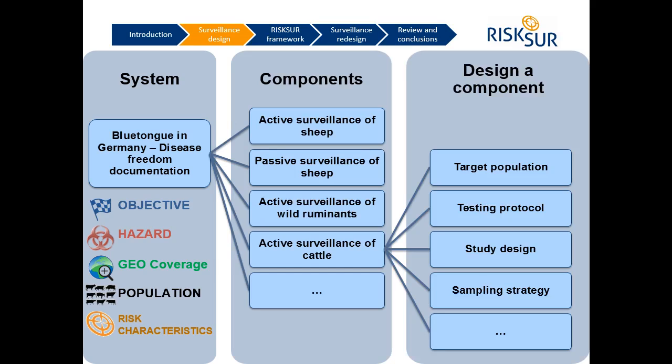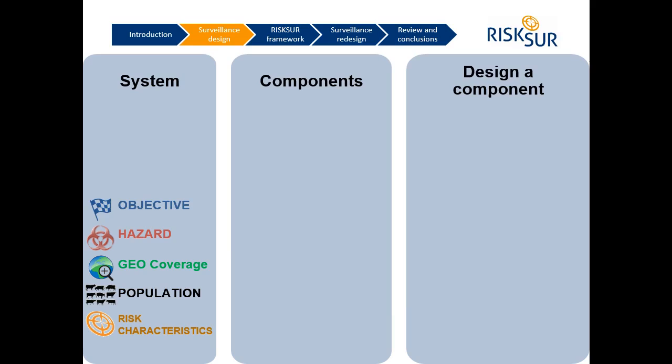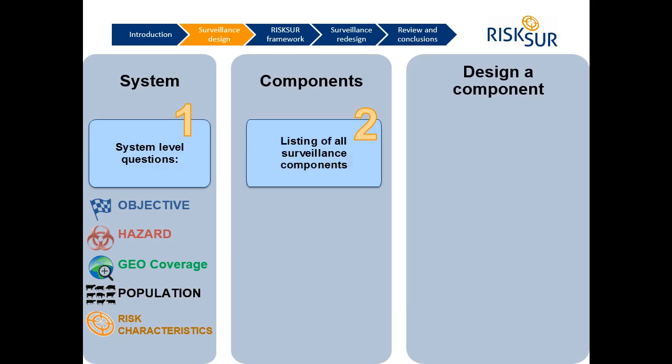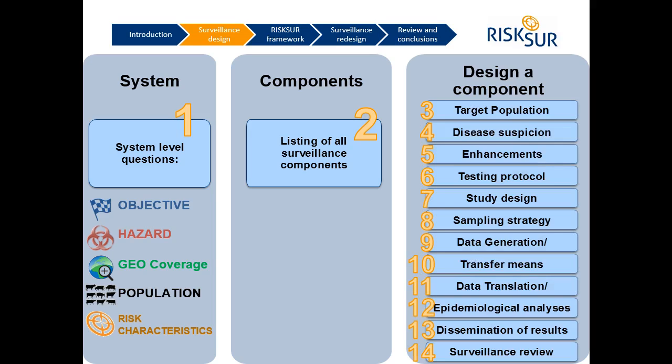Each of those components needs to be designed in a number of different dimensions. In the surveillance design framework, this has been structured through a set of steps. First, at the system level, defining the 5 characteristics listed. Then, helping the user define all the surveillance components existing or that need to be implemented. And finally, iterating through steps 3 to 14 for each specific component in order to design them.